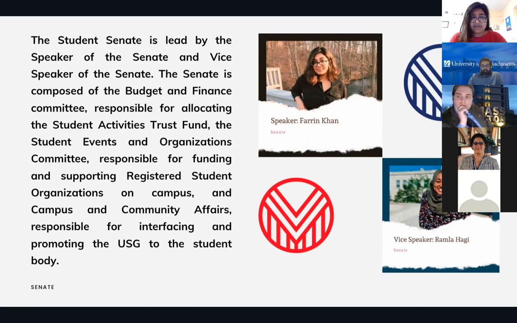Budget and Finance is usually very money-based, and they basically allocate the Student Activities Trust Fund. Student Events and Organizations works closely with campus groups or campus organizations, and registration and stuff like that. And Campus and Community Affairs is basically the interface between USG and the student body. When campus was in person, they did a lot of tabling and stuff like that.